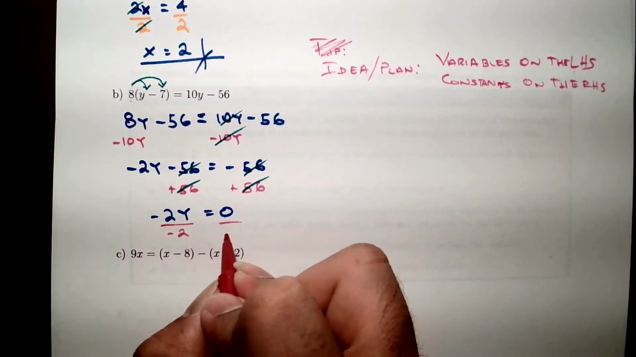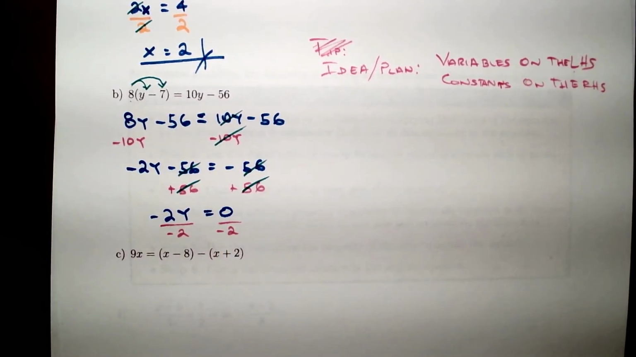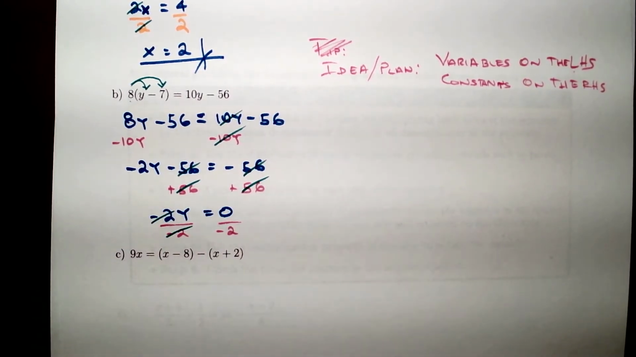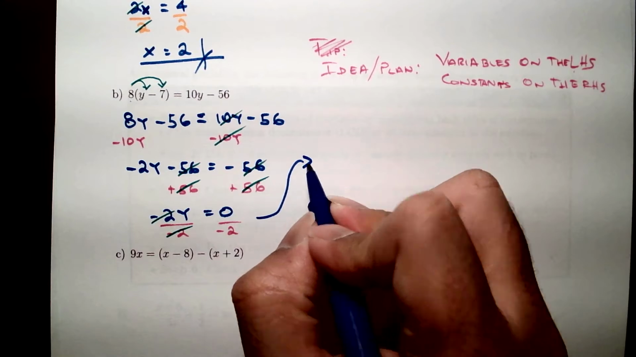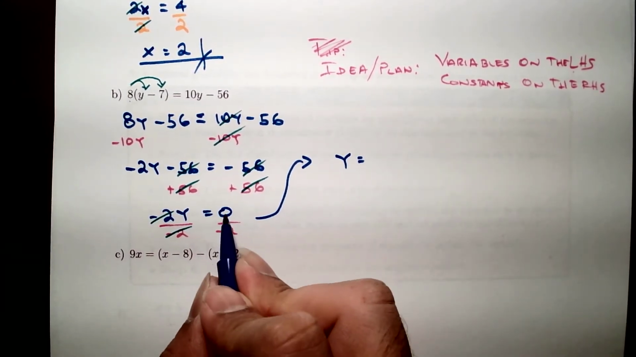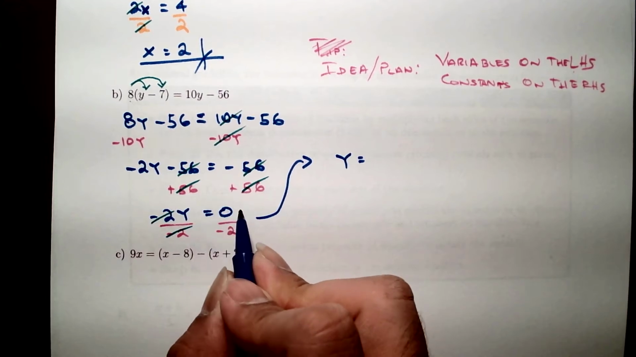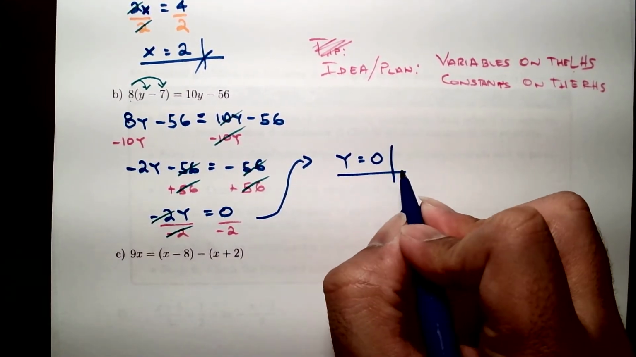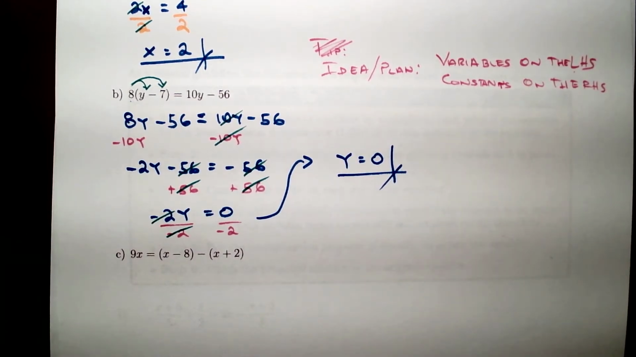Divide both sides by negative 2. And in this case, these go away. And that's going to give us our final answer, y equals 0 divided by 2. Remember, when we divide 0 by any number, that's always equal to 0.